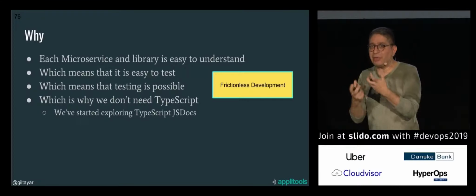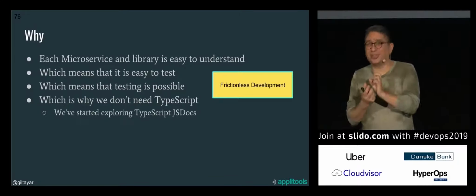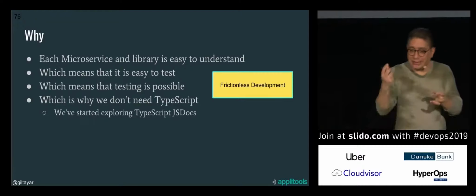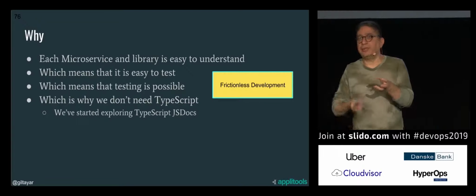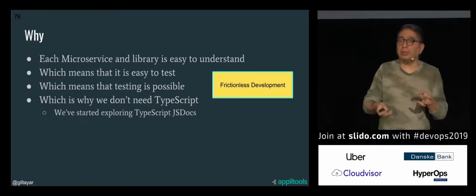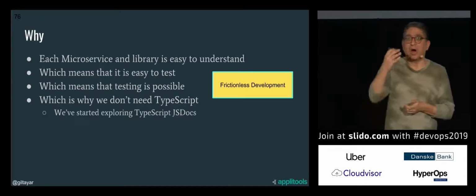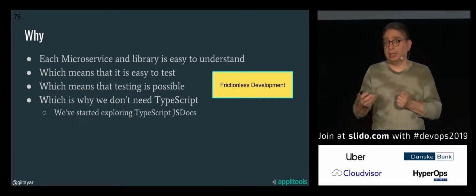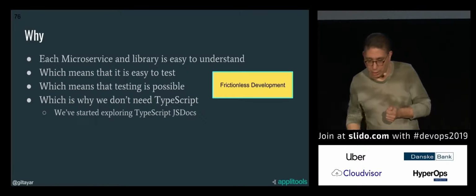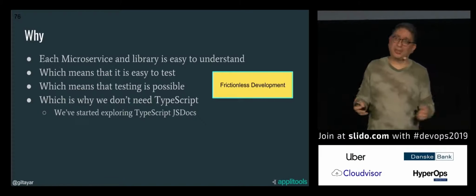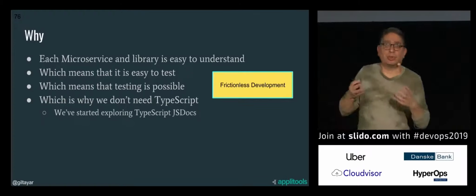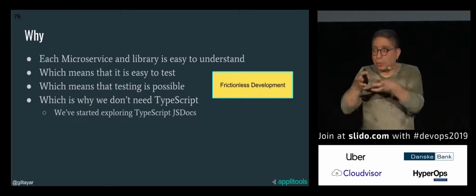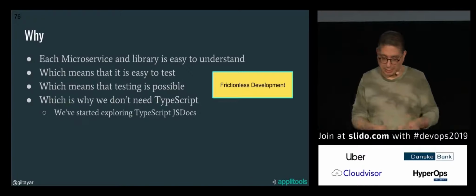Because once you have a loosely coupled small microservice or a library package, it's easy to test. And if it's easy to test, people will test. If it's hard to test, people won't test because we're human. If it's easy, they will. And that is why, again, we don't need TypeScript or statically typed languages. We're fine with JavaScript because we're working in small units.